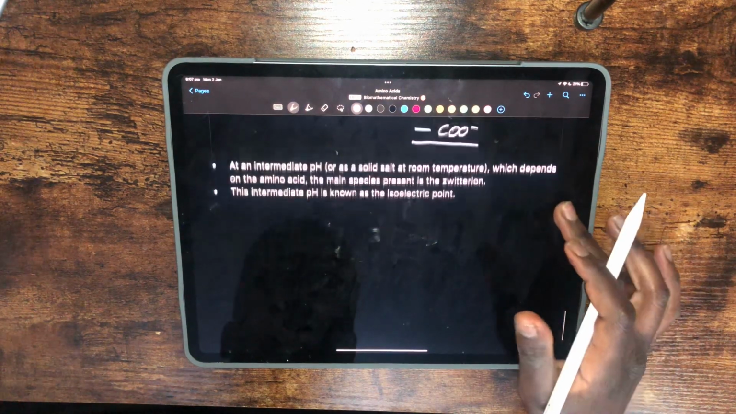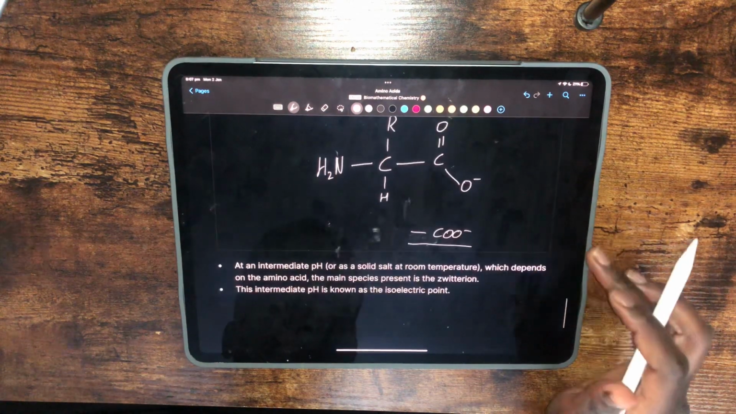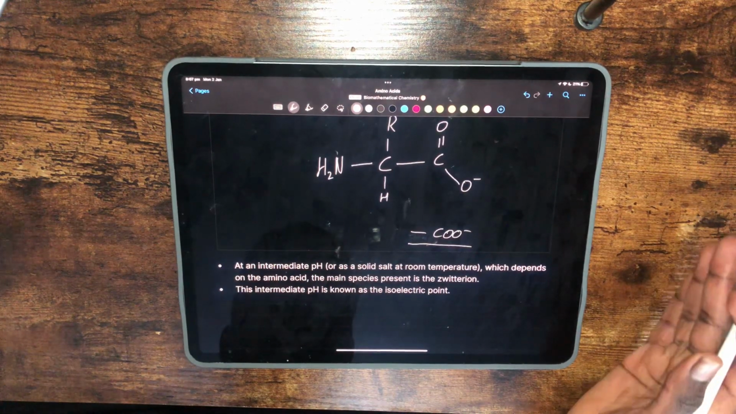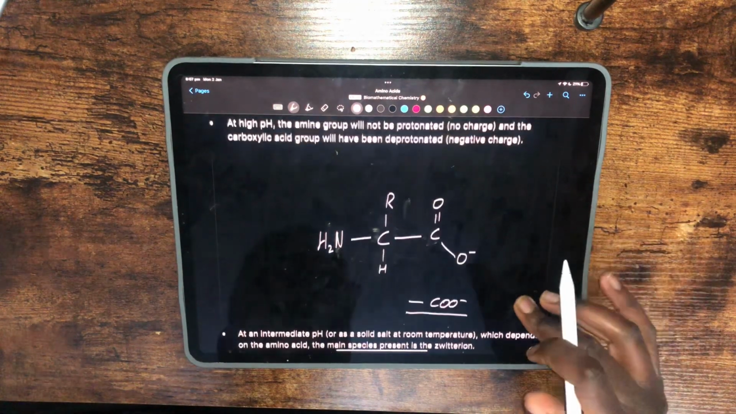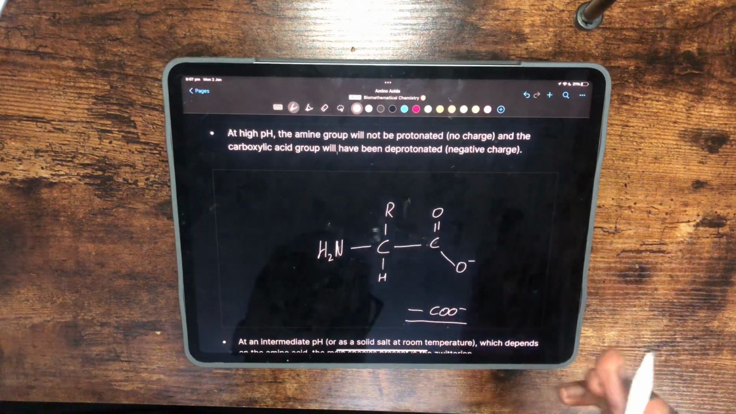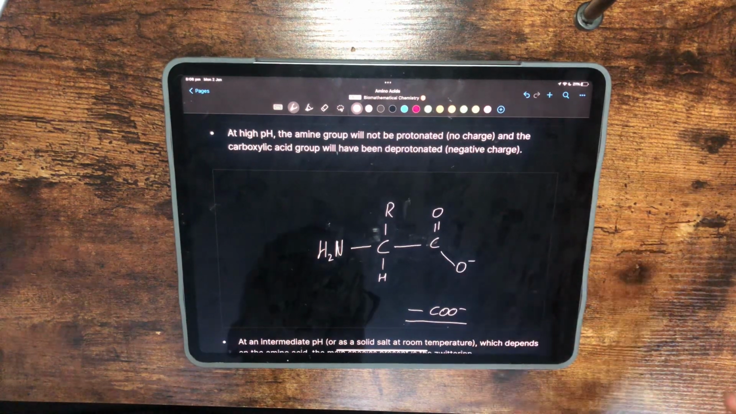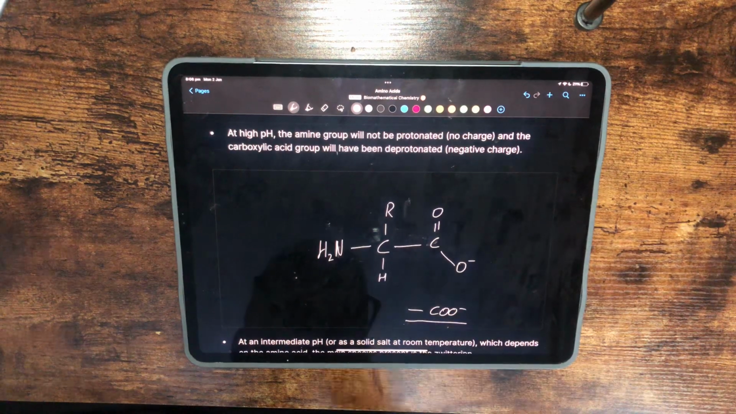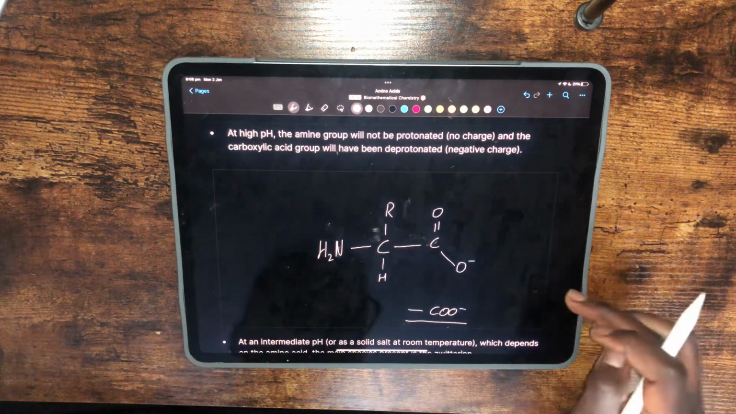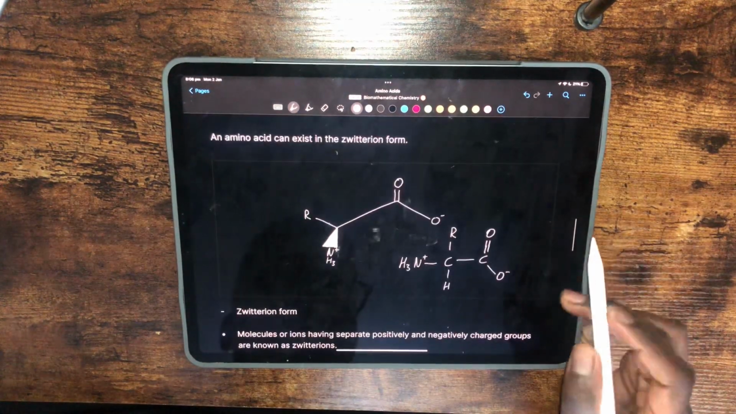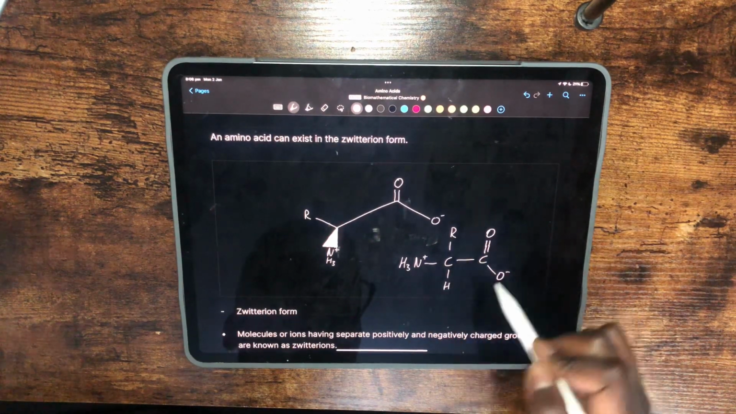So at an intermediate pH, or as a solid salt at room temperature, which depends on the amino acid, the main species present is the zwitterion. The one thing they might say, instead of just an intermediate pH, is what if it's not in solution, if it's a salt or a solid at room temperature. Then it will be a zwitterion as you've seen up here. So as a salt or as a solid or at intermediate pH, it's a zwitterion.